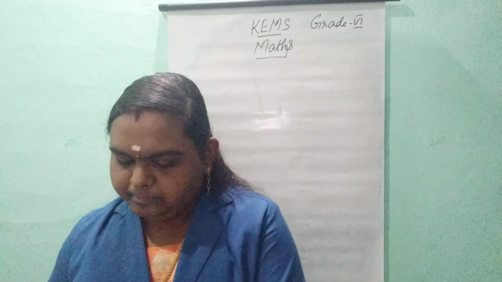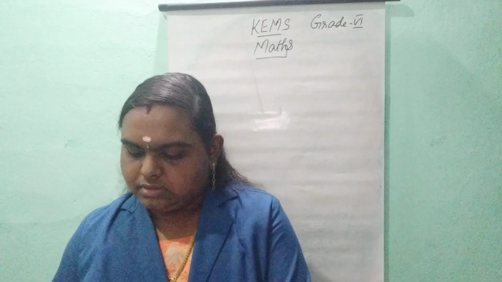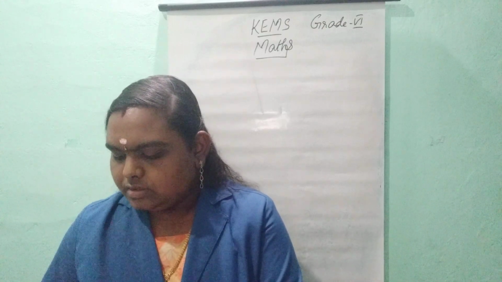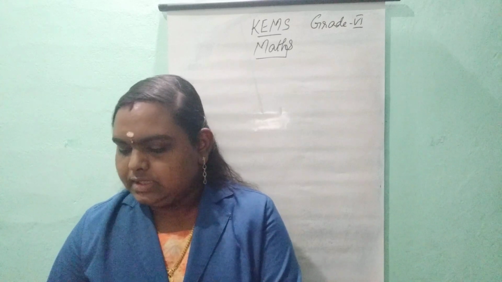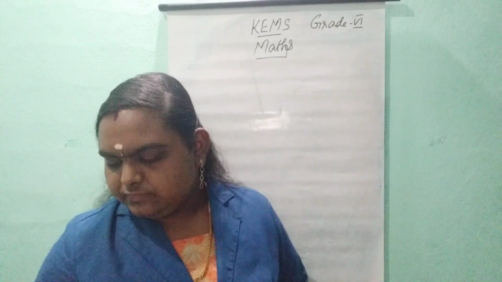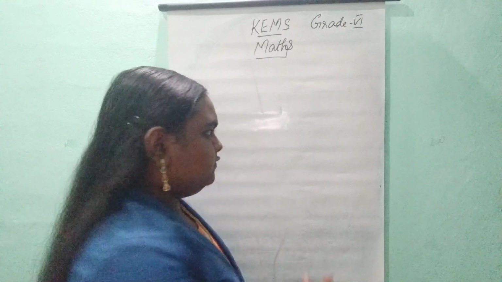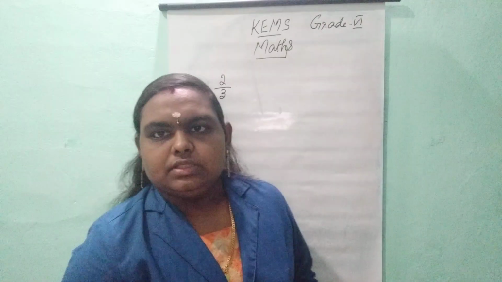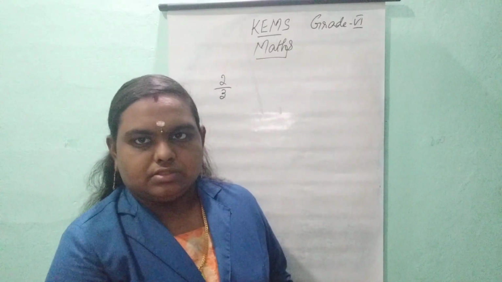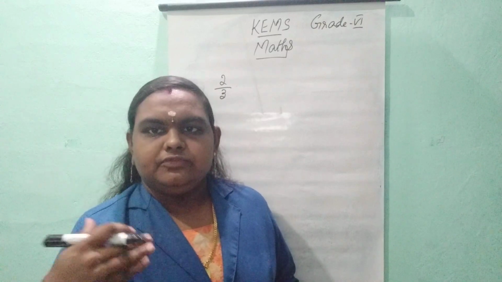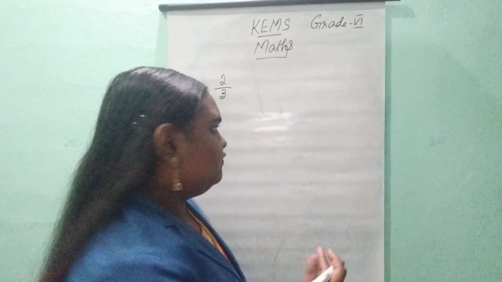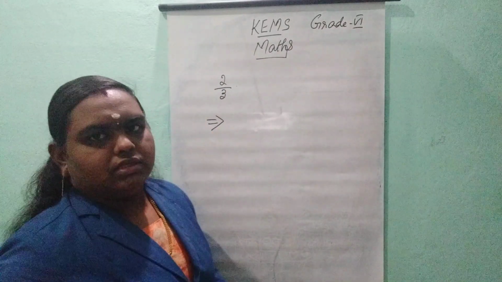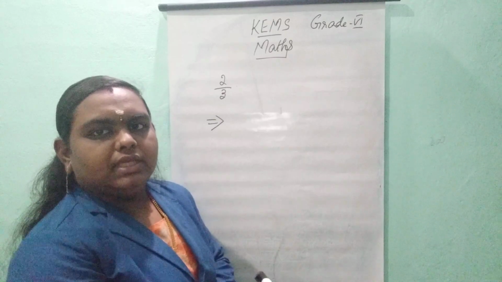Next we are going to learn the problems. How can we find equivalent fractions? Find 5 equivalent fractions of 2 by 3. You have to find fractions whose answer is 2 by 3. So you have to write the fractions. What are the fractions? You have to get the answer 2 by 3.